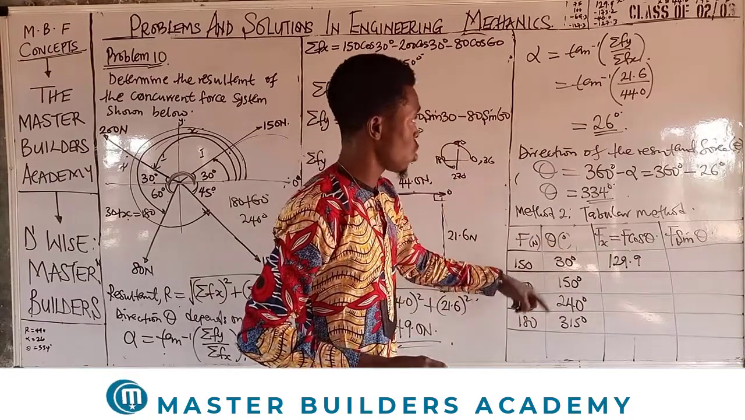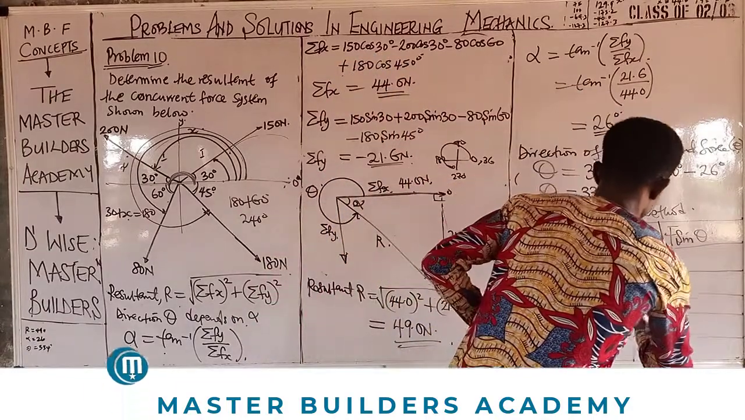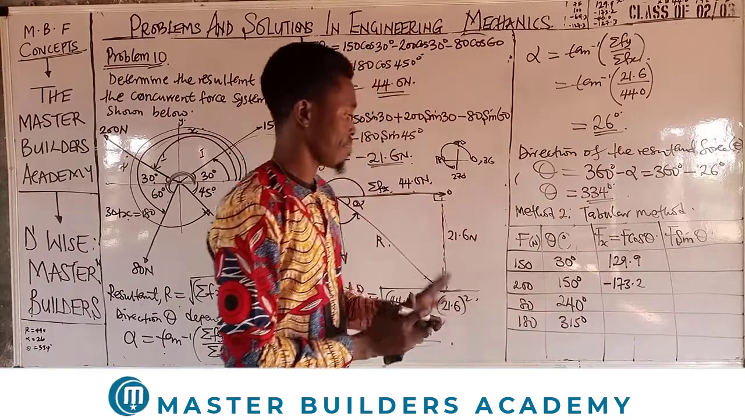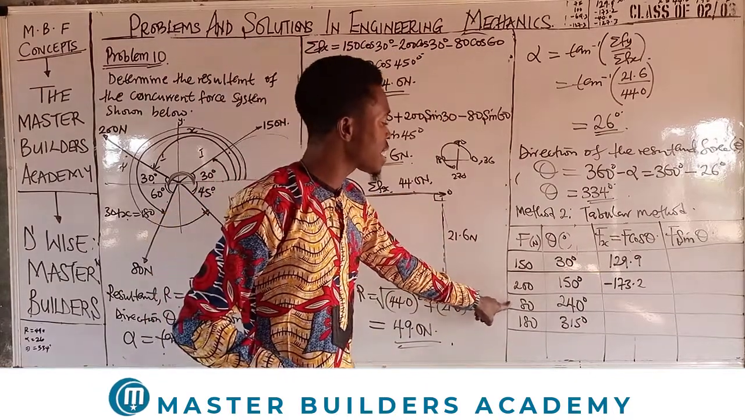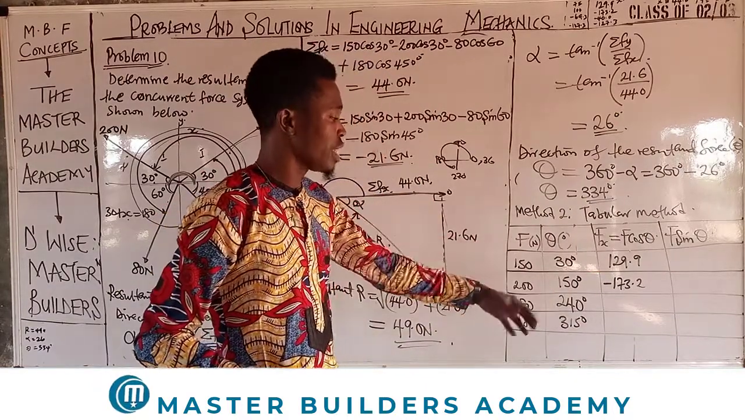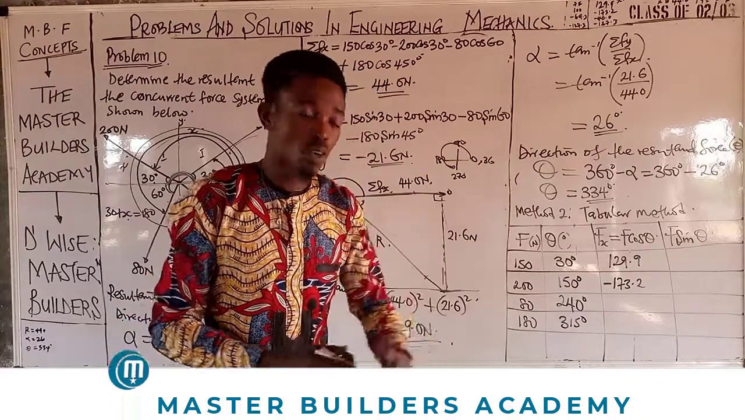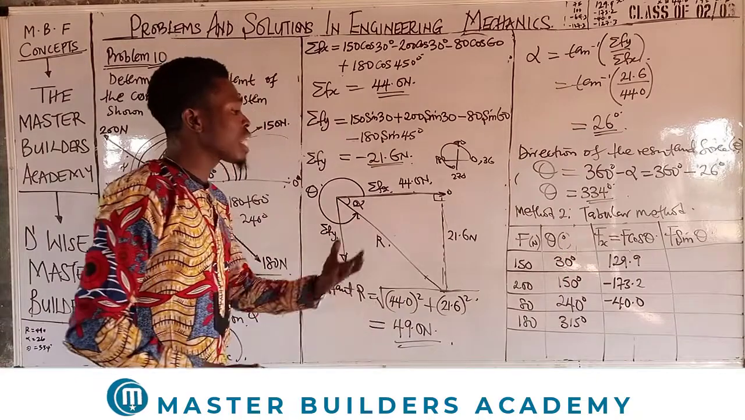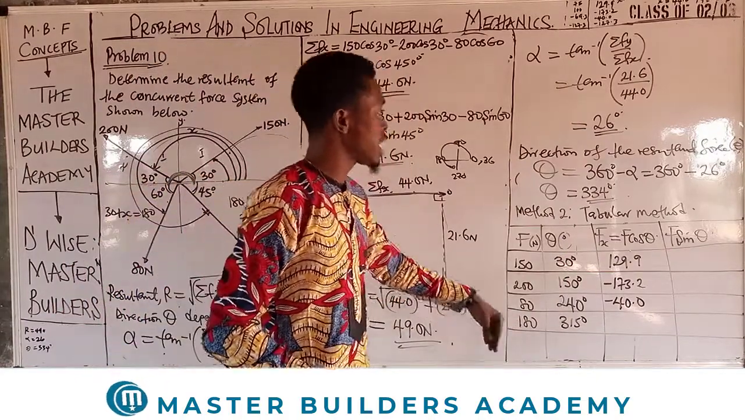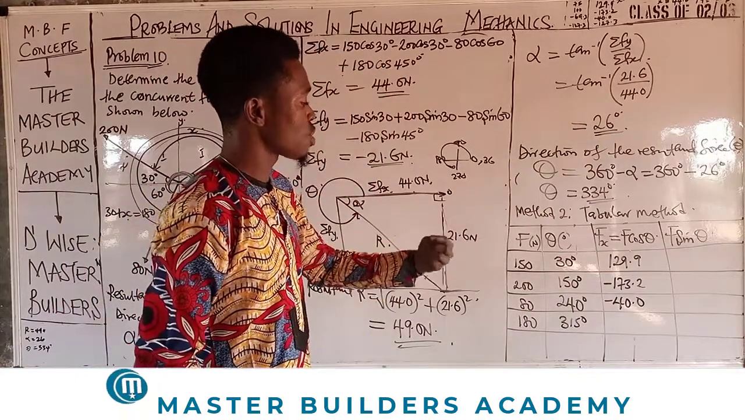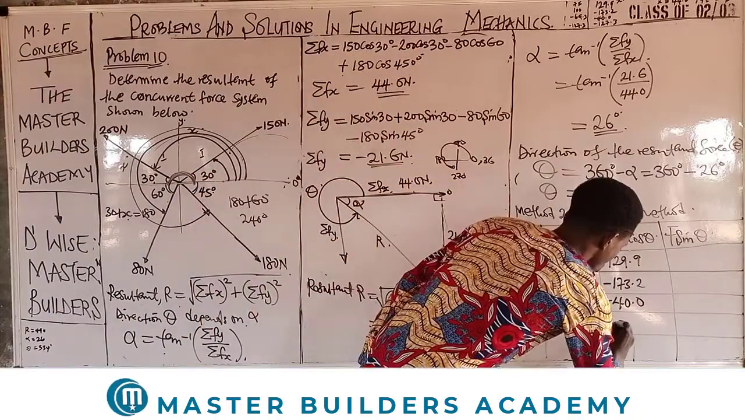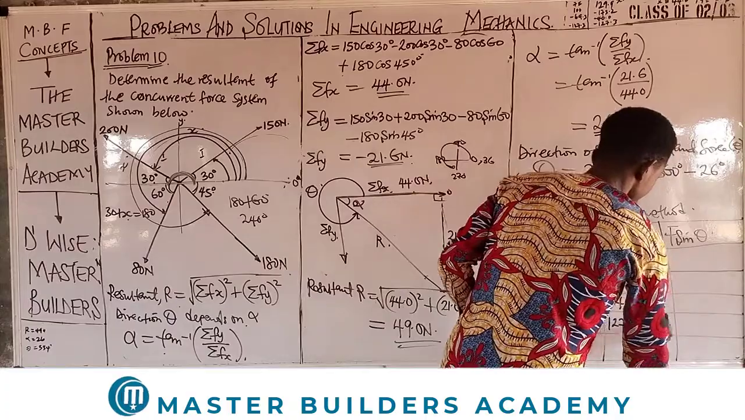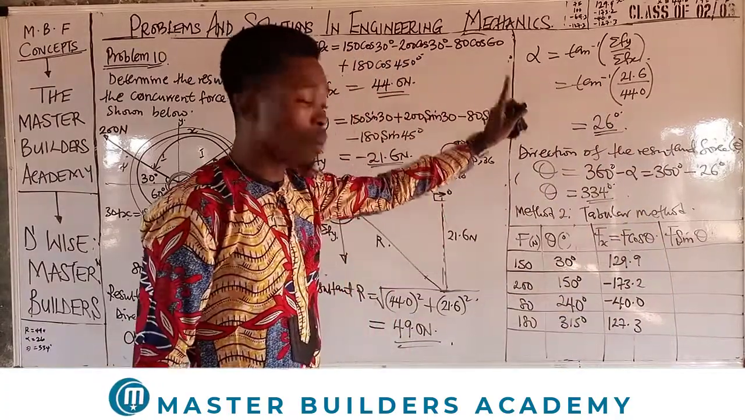So 200 cos 150 would have given us minus 173.2. That's right. Then 80 cos 240. 80 cos 240 would have given us. Then when we now have 180 cos 315, we have 127.3. These are the components of forces.